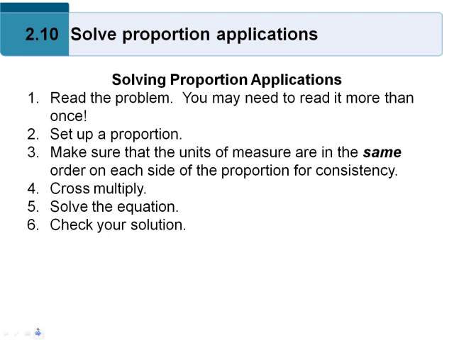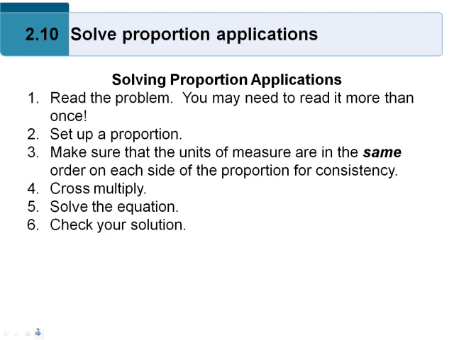Okay, first step is to read the problem, and you may need to read it more than once. So don't just read and go, oh, I don't get it. You may have to read it a couple times for it to sink in what they're looking for. Then you're going to set up a proportion, okay? And the main thing you need to know about setting up these proportions is that it has to be in the same order on both sides of the equal sign, okay? So in other words, if you put miles over hours on the left, you better have miles over hours on the right-hand side with the equal sign in the middle, okay?